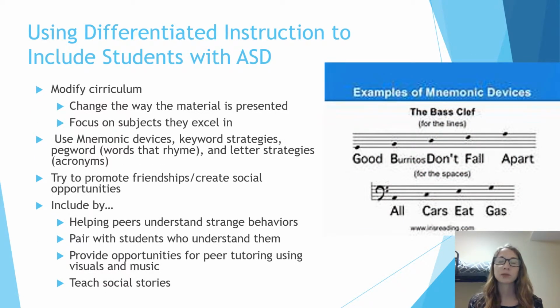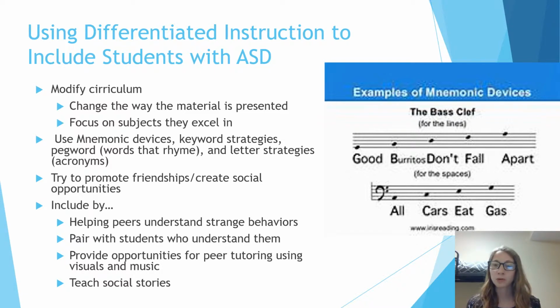There's different ways you can help include these students and help them do better in school, and that's by changing your curriculum. So change the way you present the material, focus on subjects they excel on, especially since a lot of times they'll be really good at one or two subjects. You can use mnemonic devices, which is an example of that on the right. You can use keyword strategies, peg words, or words that rhyme, and letter strategies.